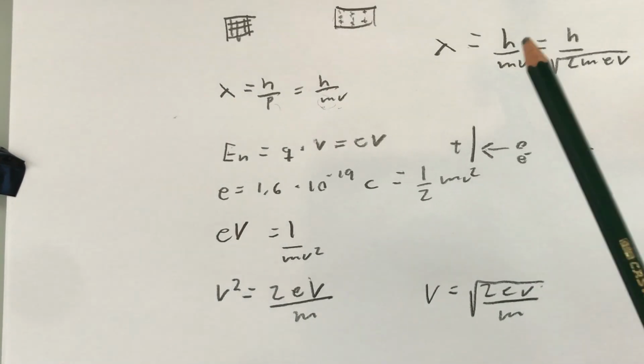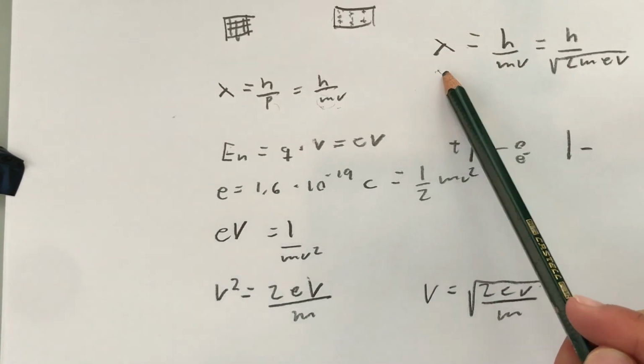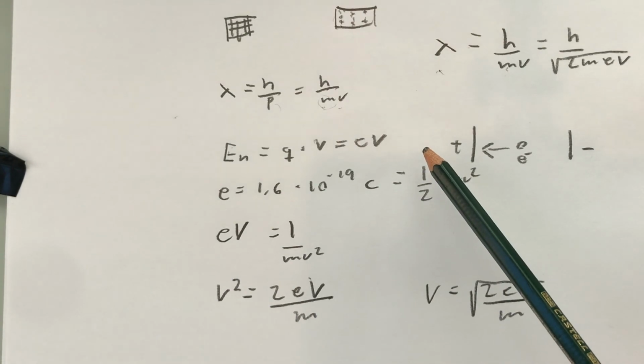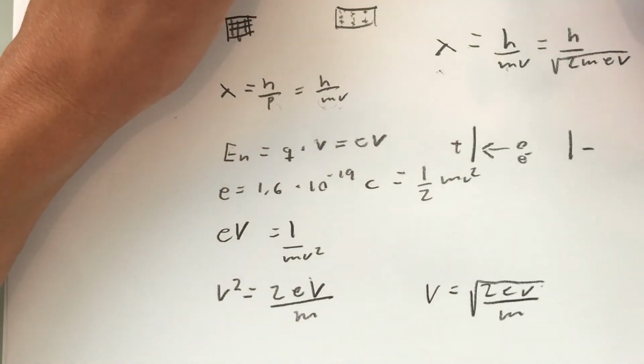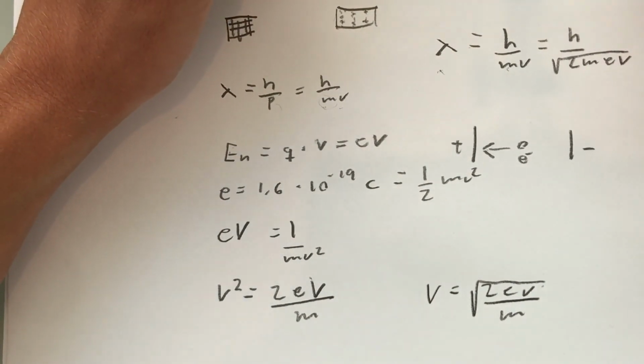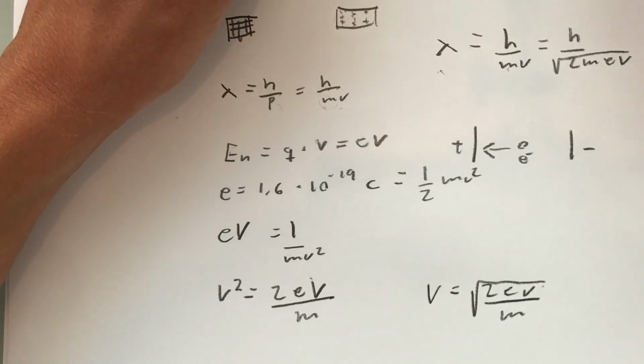So as you can see, electrons can have a wavelength, and that is the fundamental core of wave-particle duality.